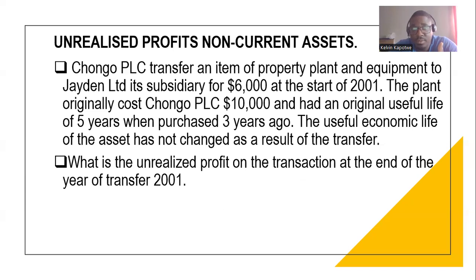It had an original useful life of 5 years when purchased 3 years ago. So 3 years ago, the parent bought this asset at $10,000 and the useful life was 5 years, right? Meaning our depreciation charge as a parent is $2,000. The useful life of the asset has not changed as the result of the transfer. So as a result of the transfer, the useful life still remains 5 years. The question is, what is the unrealized profit on the transaction at the end of the year 2001?